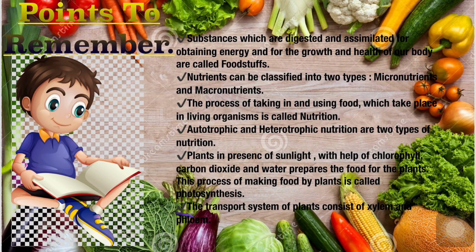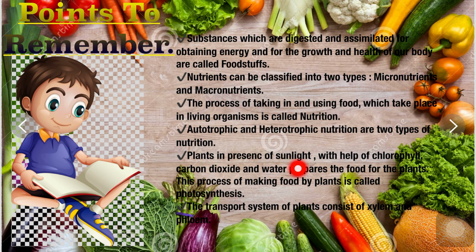Here are the points to remember. Substances which are digested and assimilated for obtaining energy and for growth and health of our body are called foodstuffs. Nutrients can be classified into two types, that is micronutrients and macronutrients. The process of taking in and using food which takes place in a living organism is called nutrition. Autotrophic and heterotrophic nutrition are two types of nutrition.